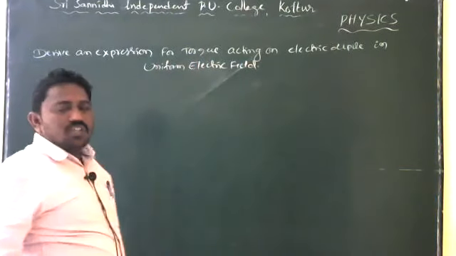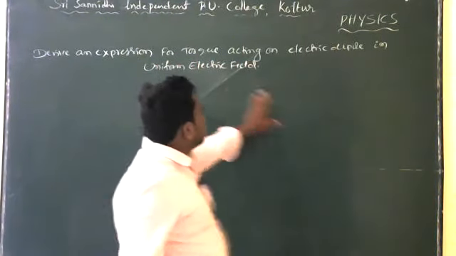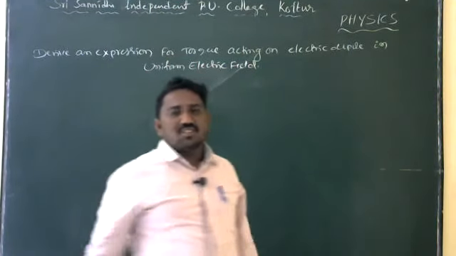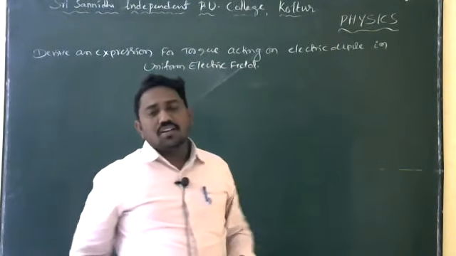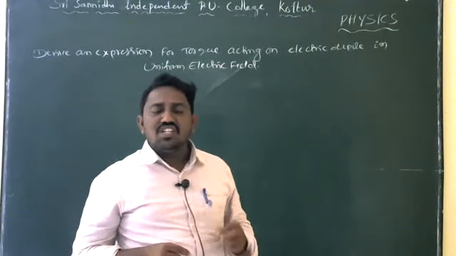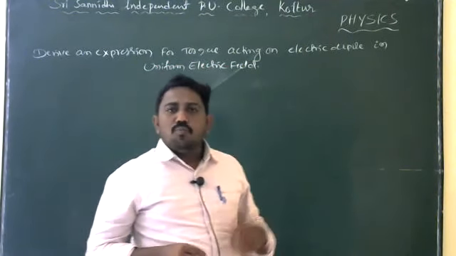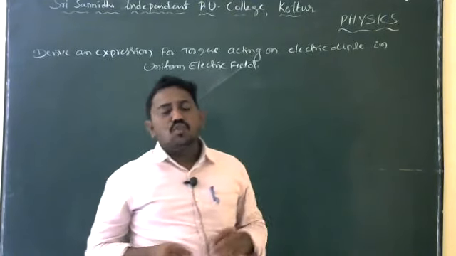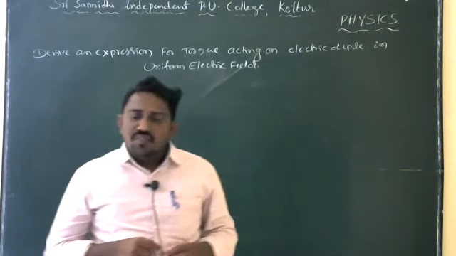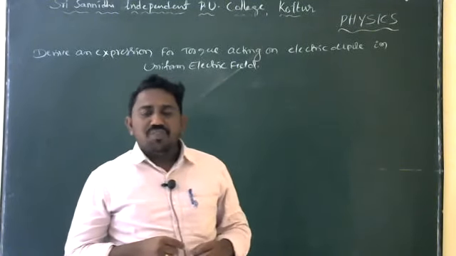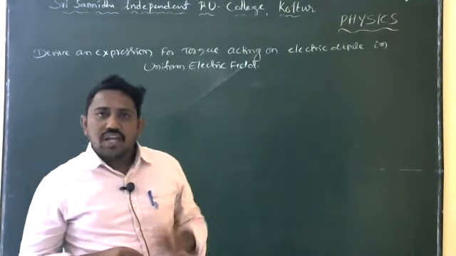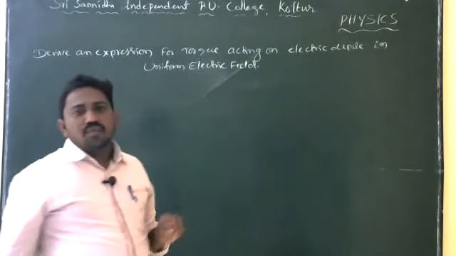So we know, what is a uniform electric field? A uniform electric field is represented by straight, parallel, equidistant lines. In a uniform electric field, the intensity of the electric field is the same at each and every point, in both magnitude and direction. That is called a uniform electric field.